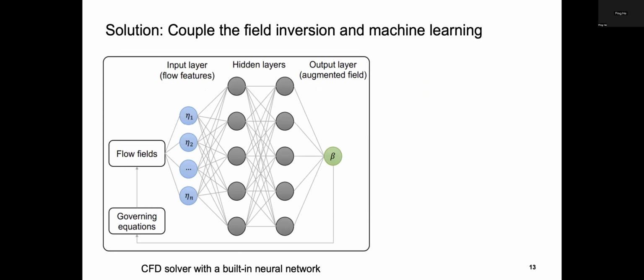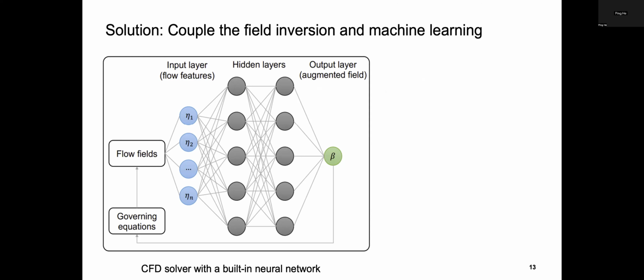In this paper, we propose a solution, which is to couple the field inversion and machine learning by incorporating the neural network model into the CFD solver. The way it works is that usually when we do a steady state field inversion, we first compute the beta field and save it to the disk. And then we do an offline machine learning to connect eta and beta.